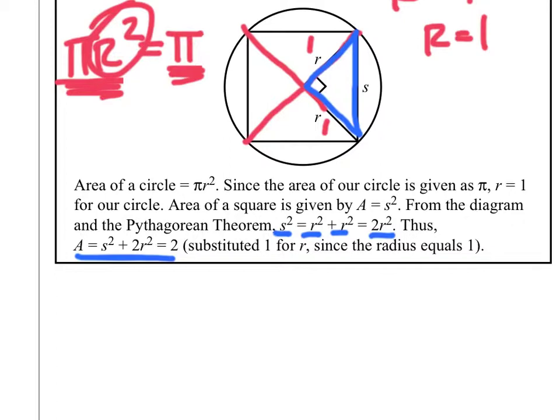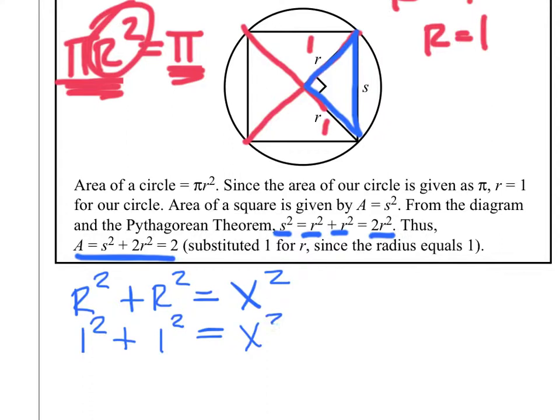Oh, well, you'd come up with this. We can possibly do it a different way. R squared plus r squared equals the hypotenuse. We'll just call the hypotenuse x squared. So if I have 1 squared plus 1 squared, that equals x squared. That would just be 2 equals x squared, and then you would end up with x being equal to the square root of 2.